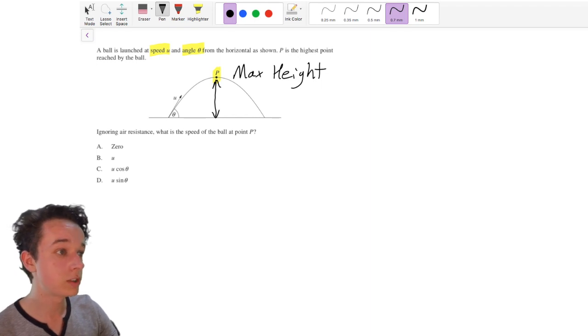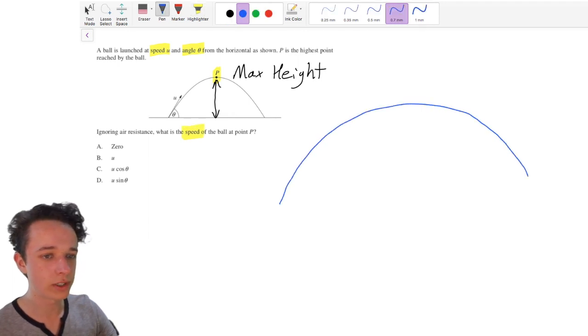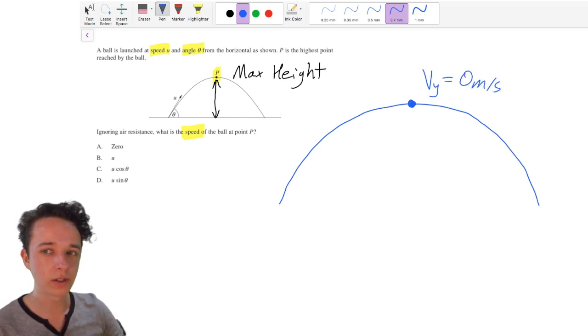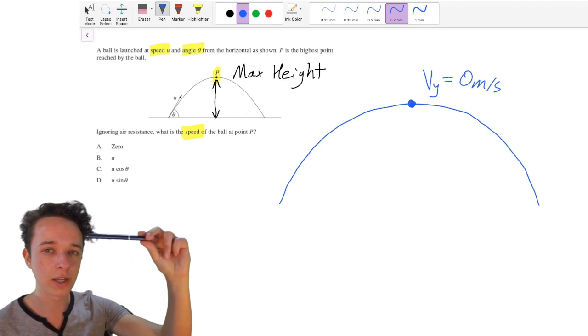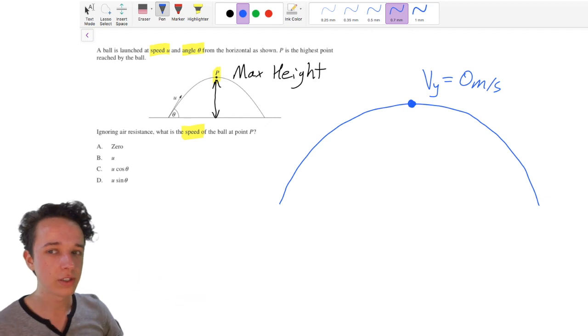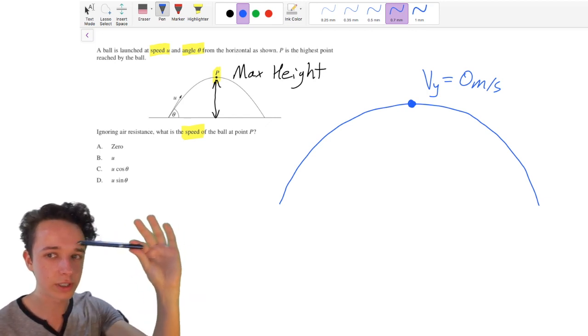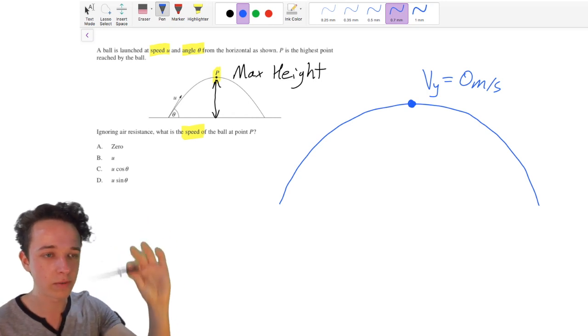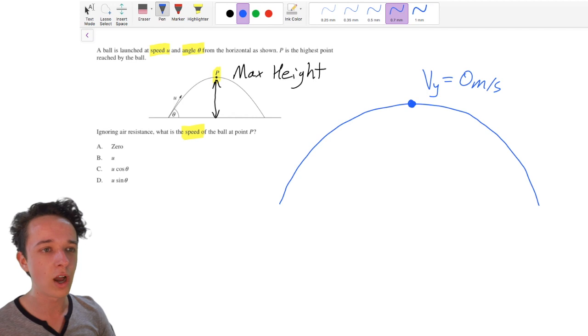So, what is the question actually asking? Ignoring air resistance, what is the speed of the ball at point P? Well, we know that at the top of a projectile's motion, so at the maximum height, the velocity in the y component is equal to 0. And this is because when you launch a projectile and it reaches its maximum height, it's changing from moving in the positive y direction to moving in the negative y direction. And so there is a very, very small amount of time where the object is stationary when you consider the y component of its motion. And so that's why we say that v of y at the maximum height is equal to 0.